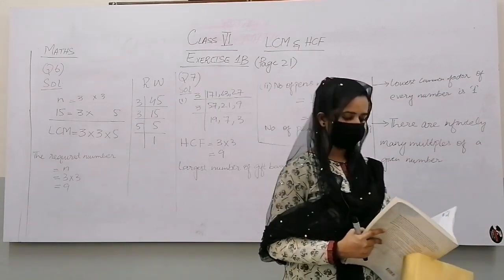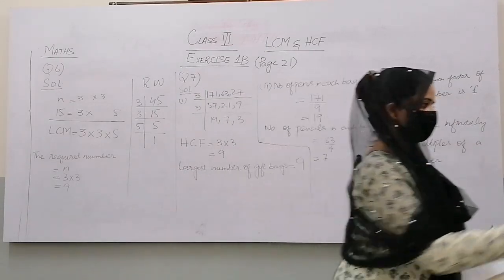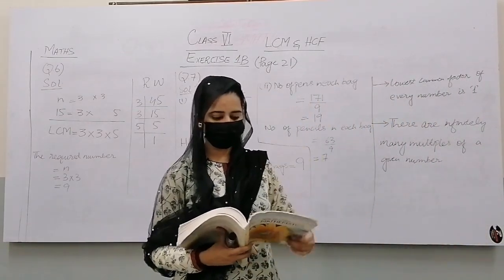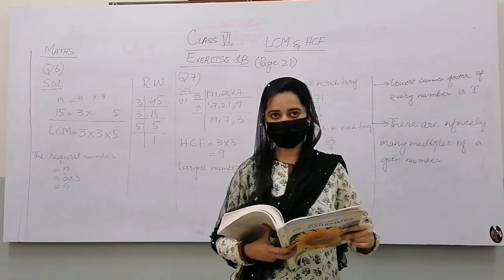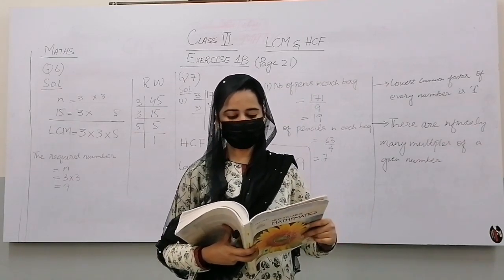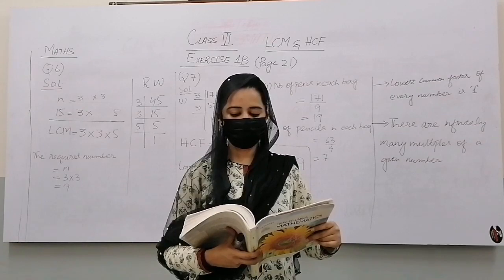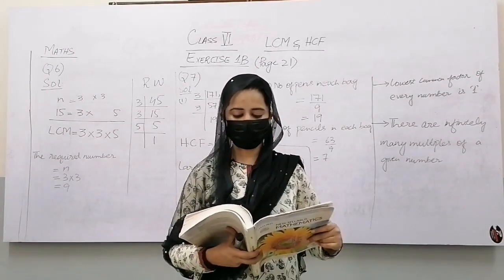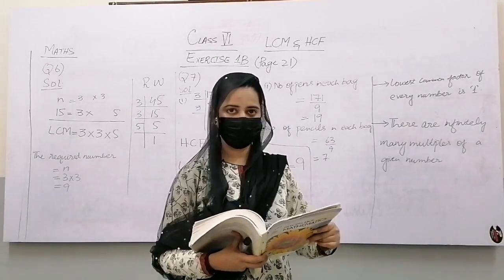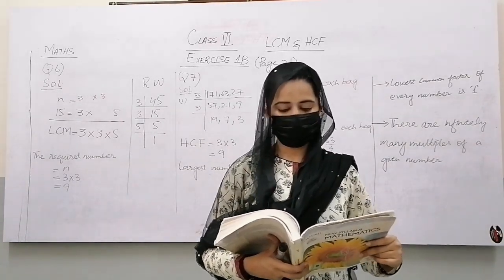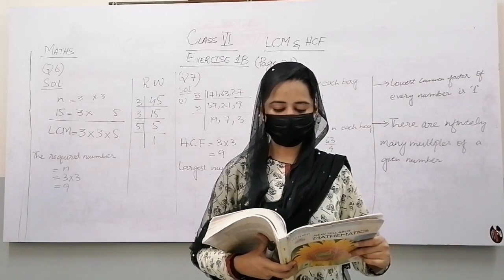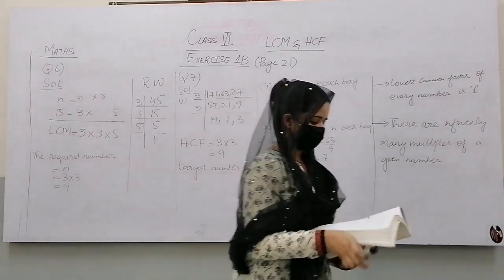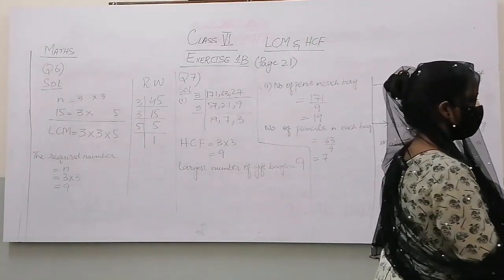I am moving forward to the last question of the exercise. Question number 8 is 2 race cars, car X and car Y, are at the starting point of a 2 kilometer track at the same time. Car X and car Y make one lap every 60 seconds and every 80 seconds respectively. Part 1 is, how long in seconds will it take for both cars to be back at the starting point at the same time? We have to find out LCM.